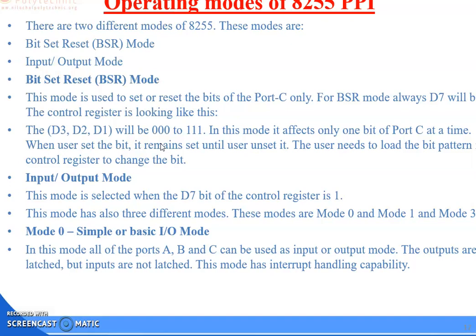The bit set or reset mode is used to set or reset the bits of port C only. For BSR mode, D7 will always be 0. The control register looks like this. The D3, D2, D1 bits will range from 000 to 111. In this mode, it affects only one bit of port C at a time.